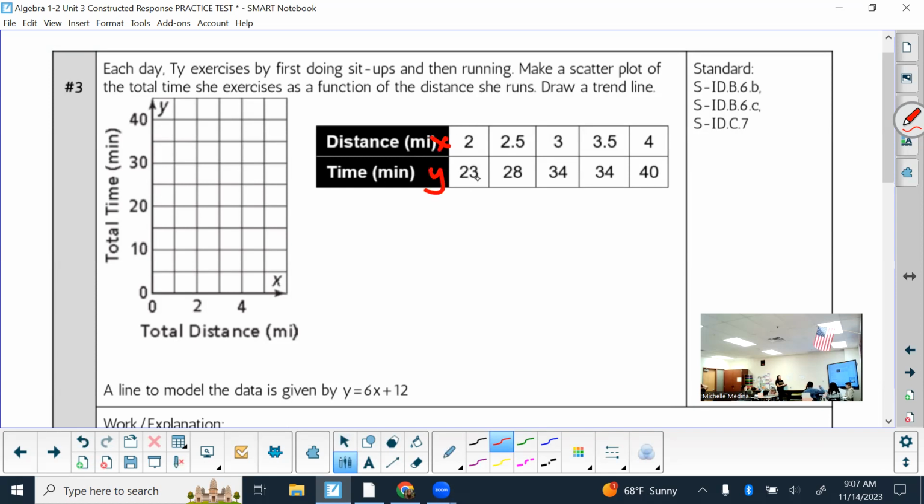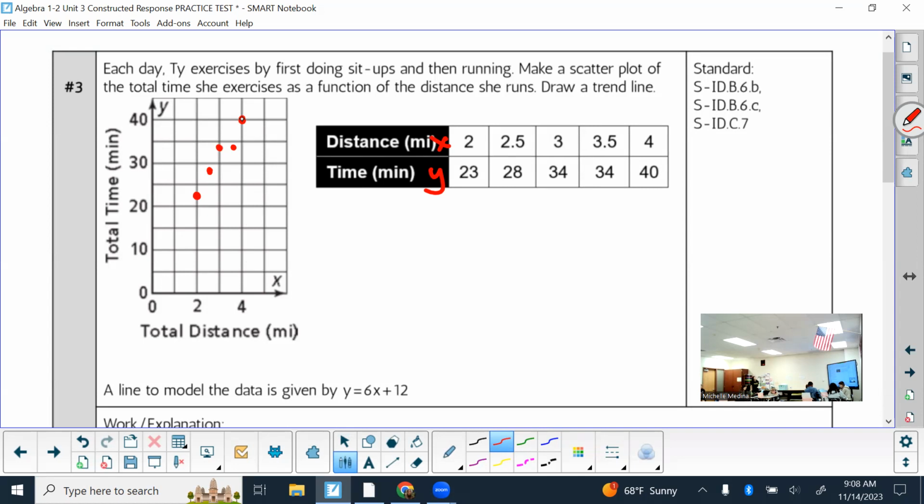So all of these are coordinates. So 2, 23 looks like they're counting by 5s. 2, 23 would be right here. 2.5, 28 would probably be here. 3, 34 right here. 3.5, 34 right here. And 4, 40 right there. So first you make your scatter plot, and then you draw your trend line, line of best fit, whatever you want to call it.